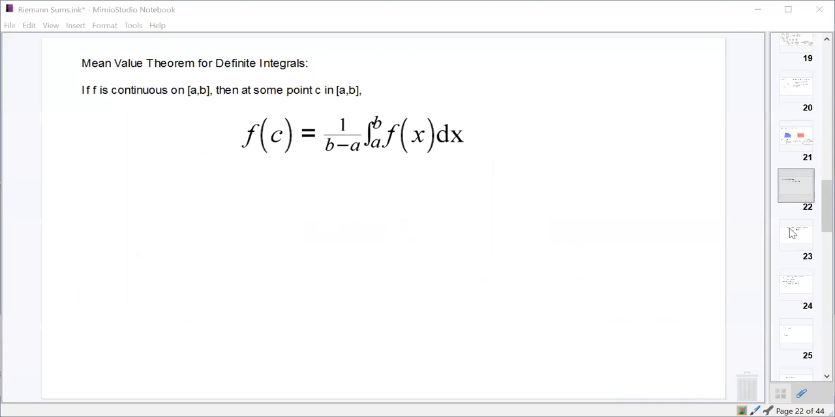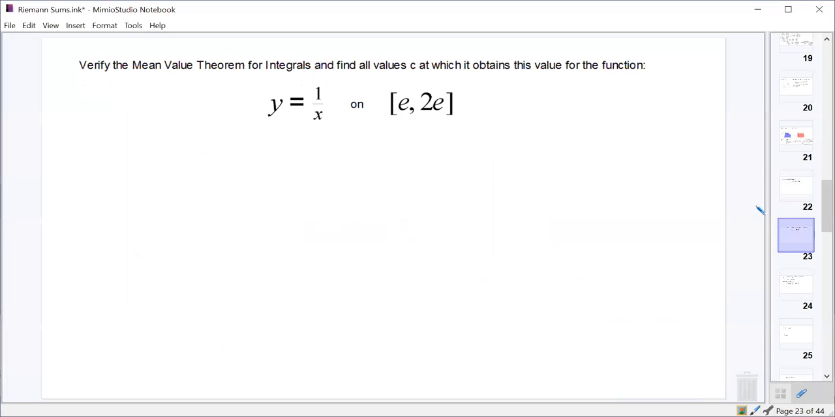The mean value theorem for integrals. So let's do that here real quick. I know you all know how to take the integral of 1 over x. What's the integral of 1 over x? Yeah, natural log of the absolute value of x, plus a constant, that's right, if we're not doing a definite integral, it's an indefinite integral.